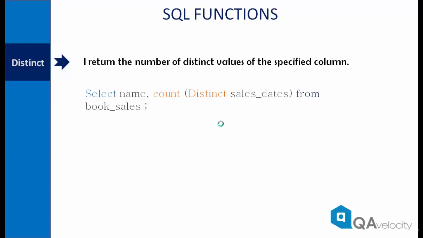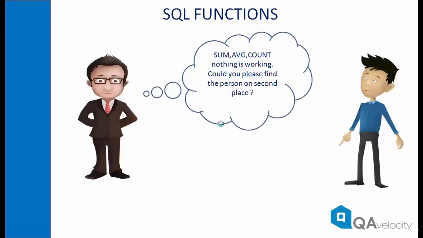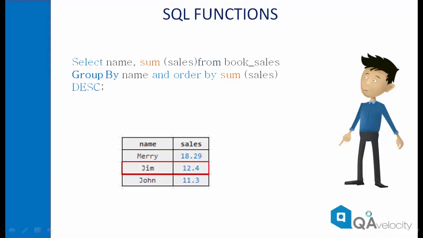So let's see our original table, how many distinct records the sales_dates column has. Our sales_date column has only 4 records, and if we go and check the result of our query, it would also return 4 records. So this is how Jeff got the original number of sales dates. Sum, average, count, nothing is working. Greg asked Jeff to find the person in second place, and Jeff already has the query and the results, so he can easily find that Jim is in second place.